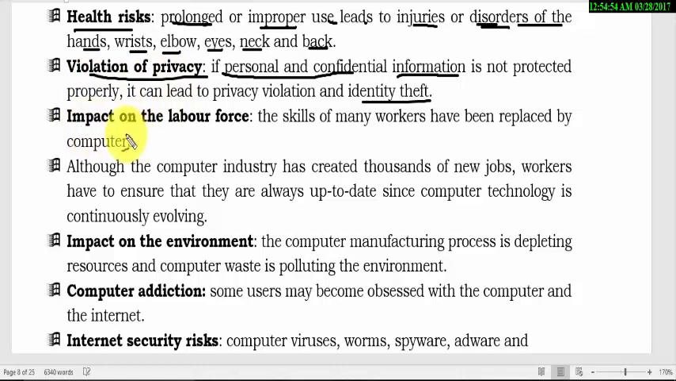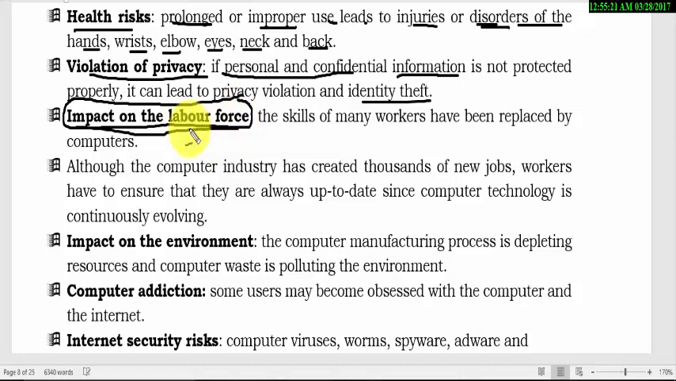Then the other disadvantage of a computer is the impact on the labor force. Here what we are saying is that when computers were made, most of the people lost their jobs. The computer has made some people lose their jobs, because most of the jobs which were done by people, the computer can now do.